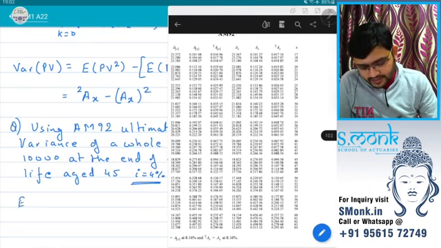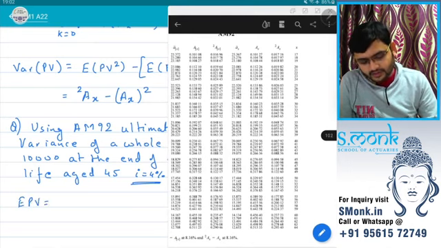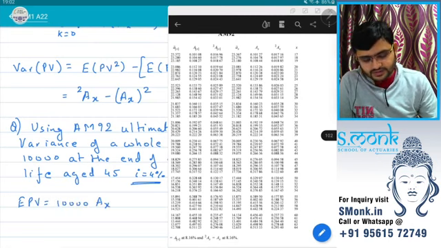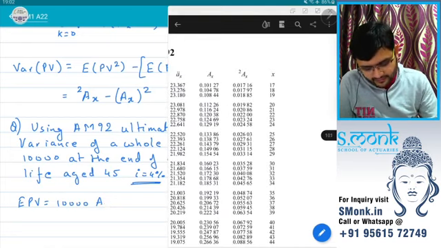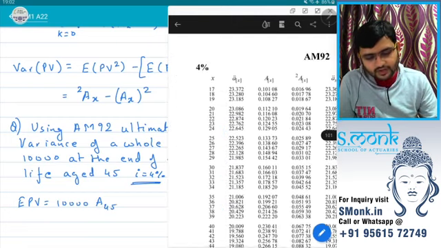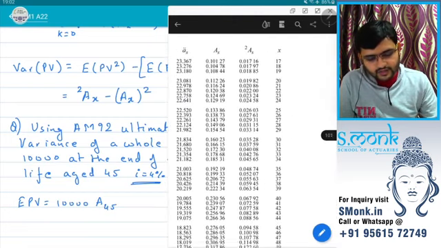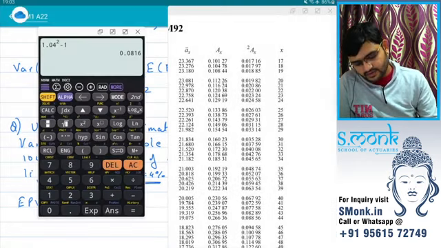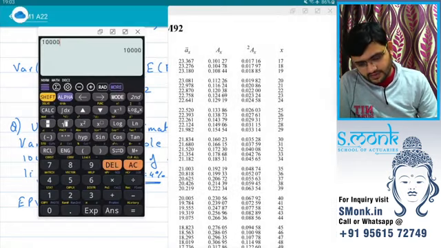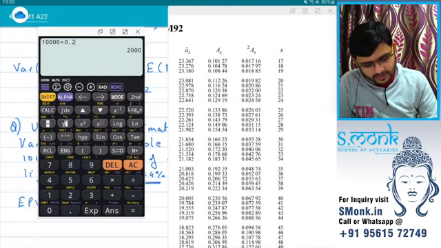So first of all, our expected present value will be equal to 10,000 into AX, 10,000 A45. As I said, we'll be ignoring the bracketed value, so we are only concerned with non-bracket values. At age 45, the AX value is 0.27605. So I'll have 10,000 multiplied by 0.27605.